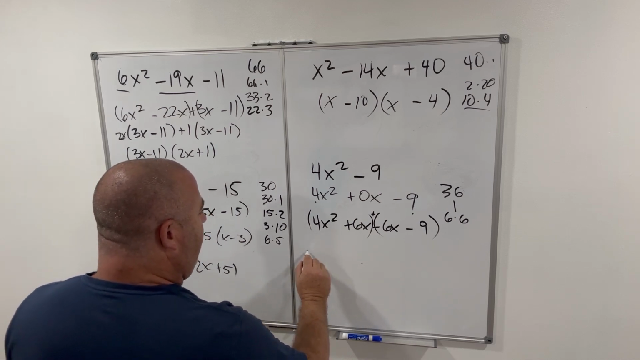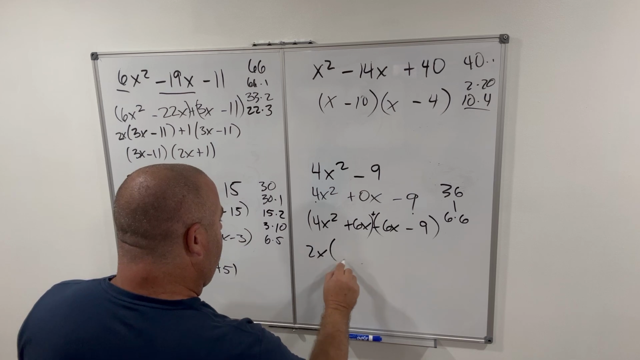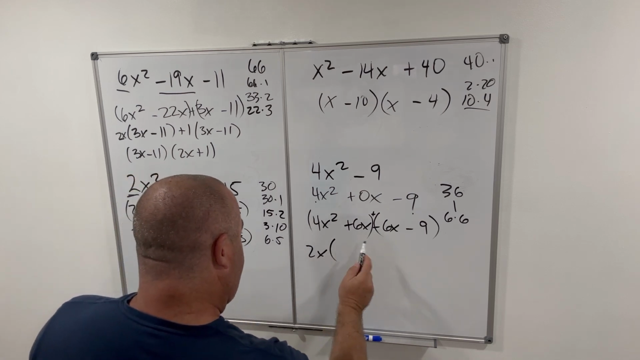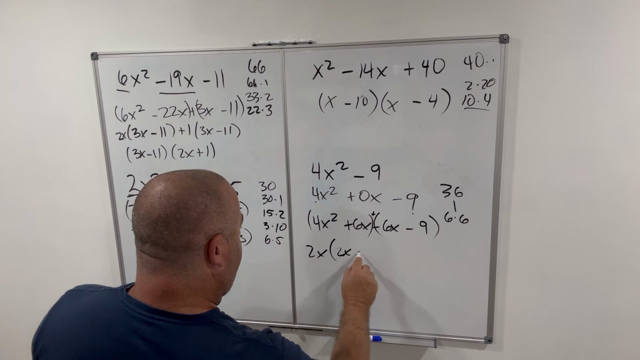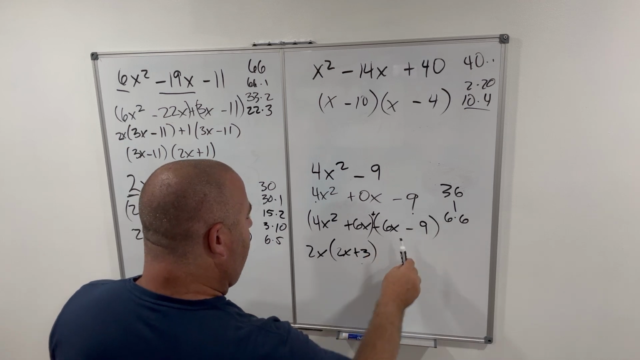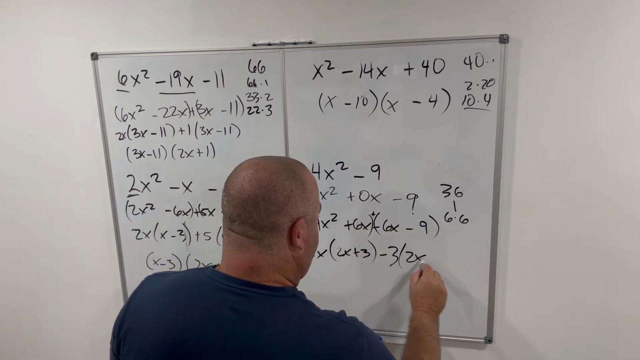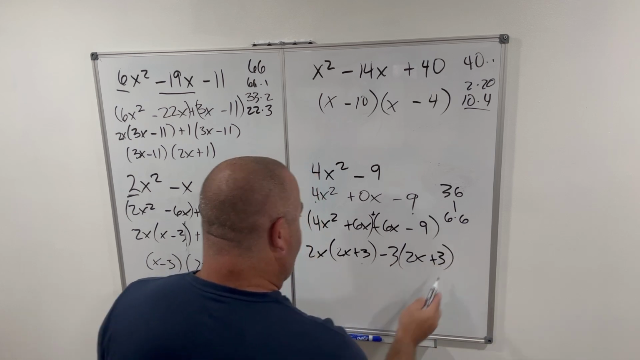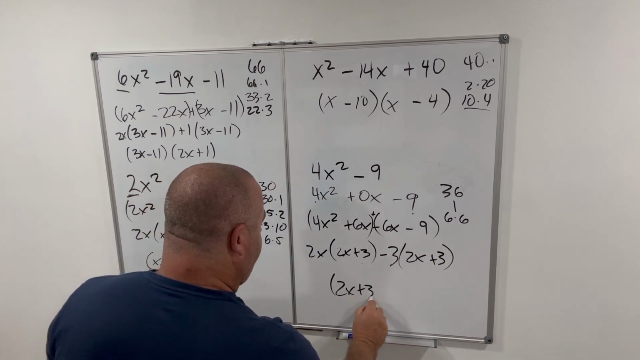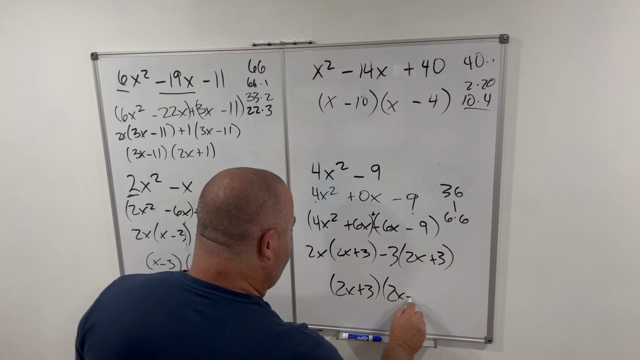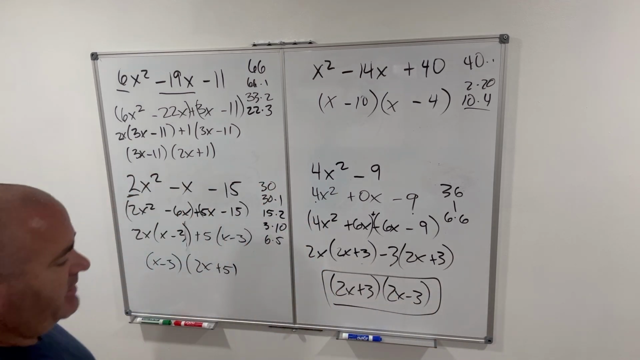And in this case, we're going to factor out a 2x, and we're left with 2x plus 3. We're going to pull out a negative 3, and we're left with 2x plus 3. Now we can factor out our 2x plus 3, and we have 2x plus 3 times 2x minus 3, which is what we would expect when dealing with the difference of squares.